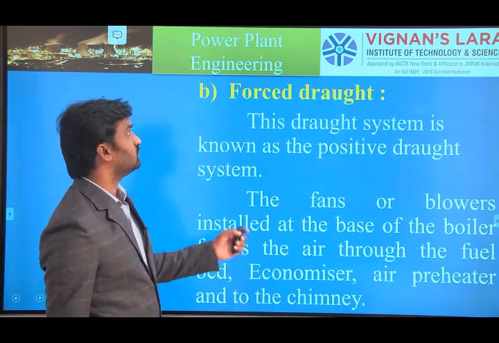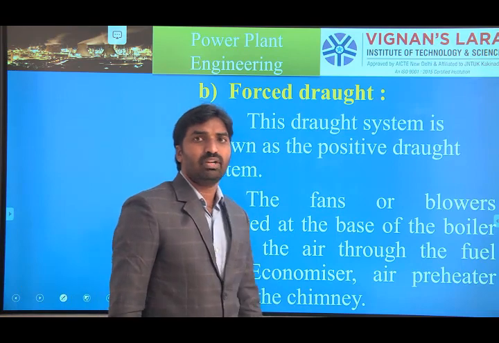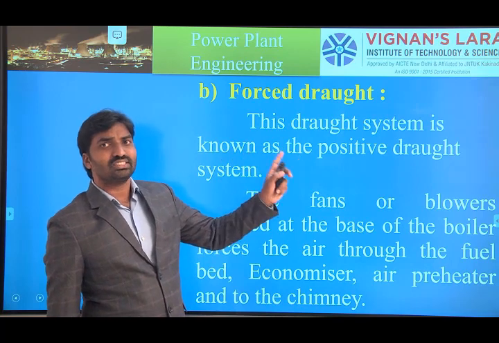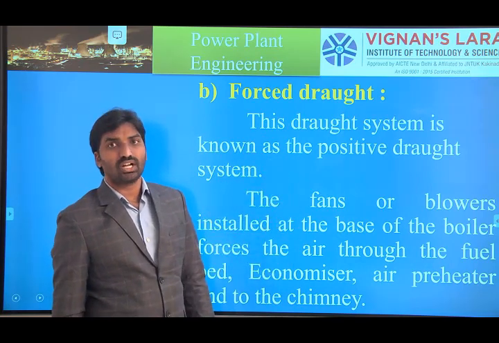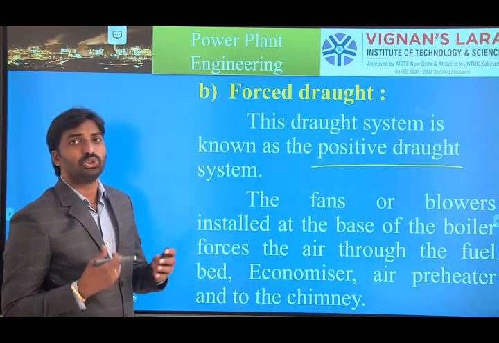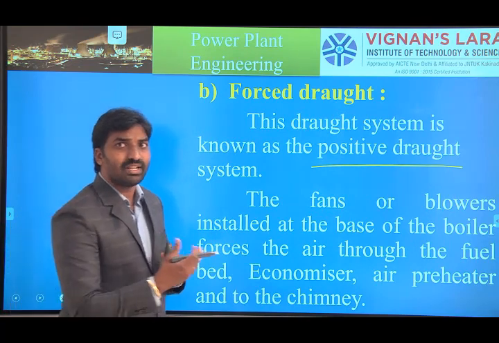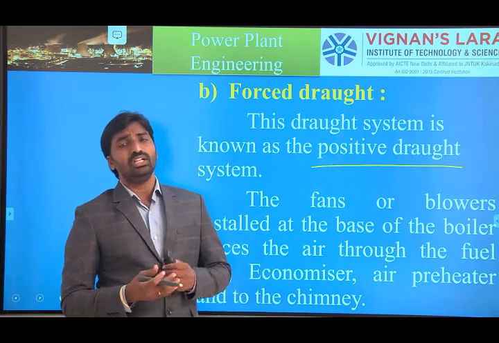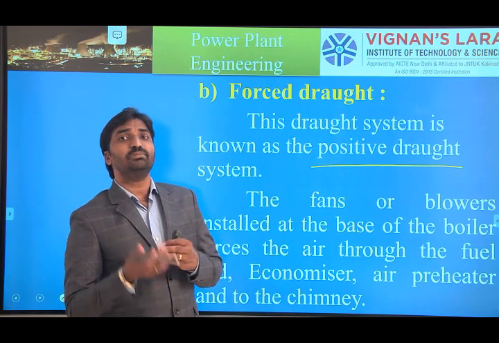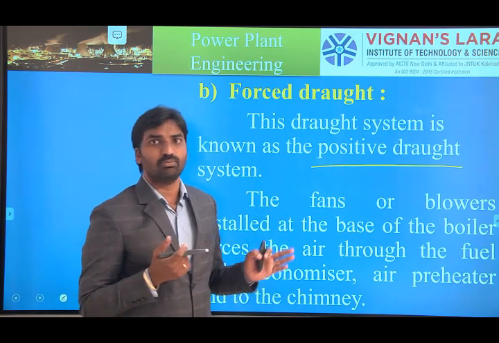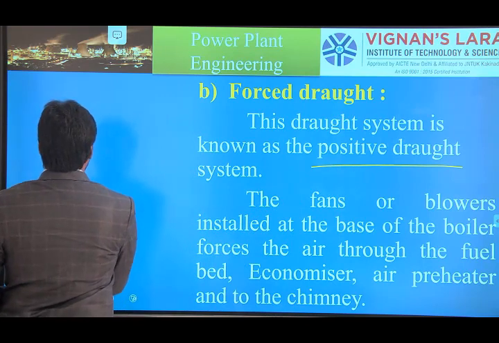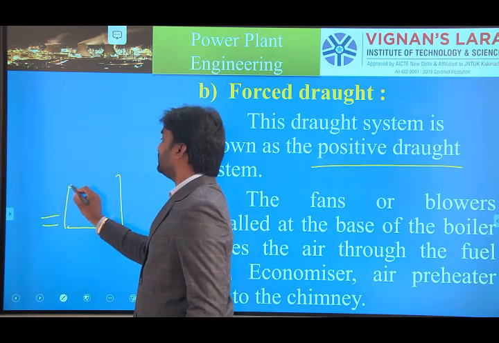And the second thing is the forced draft mechanism. What is meant by a forced draft mechanism? This type of system is generally known as a positive draft system. What happens in this positive draft system, and where are we placing the fan or blower? In the first case, in the induced draft system, we place the blower at the base of the chimney. But in a forced draft system, we place the blower before the boiler or furnace.